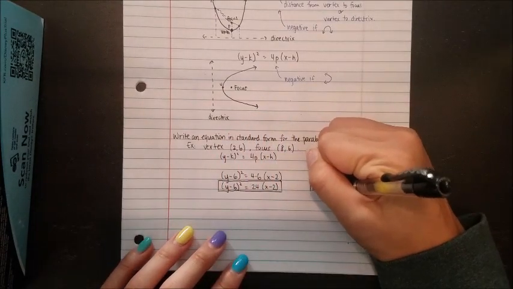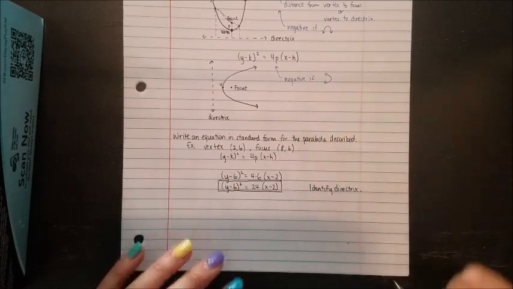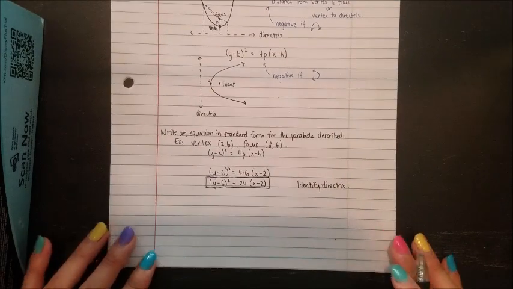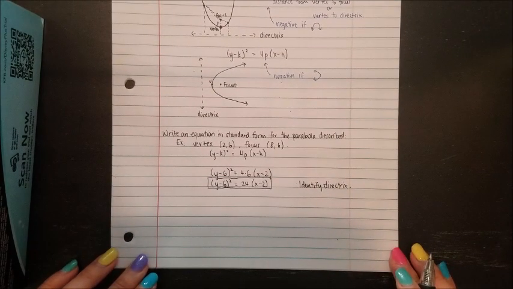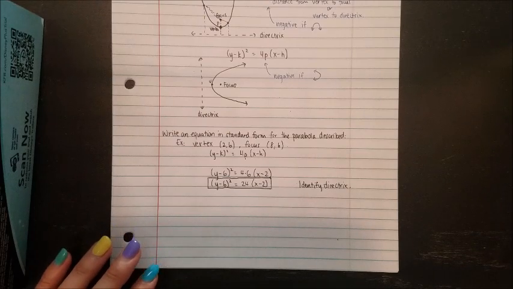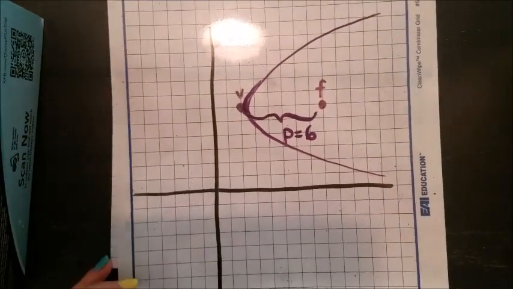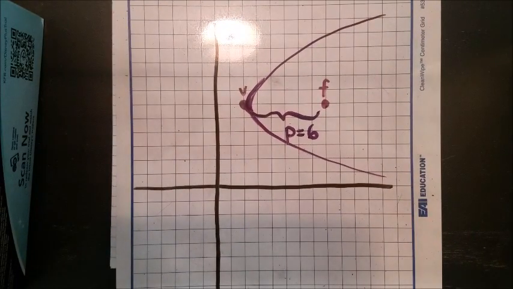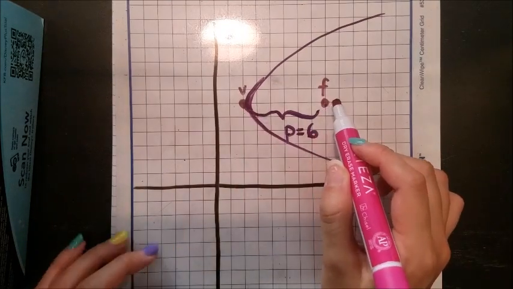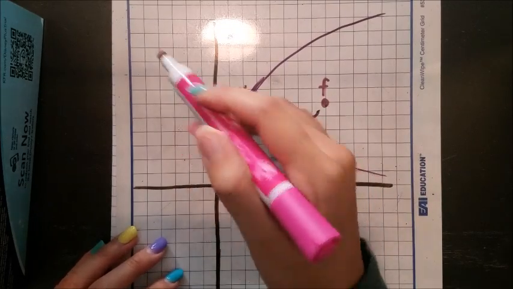I'm just going to add to this problem. Let's say it also asked us to identify the directrix. If our distance p from the vertex to the focus was 6, then from the vertex to the directrix should also be 6. Let me look at the graph again. We're saying this distance is 6. P, the other direction, should also be 6. 1, 2, 3, 4, 5, 6 would be right here.